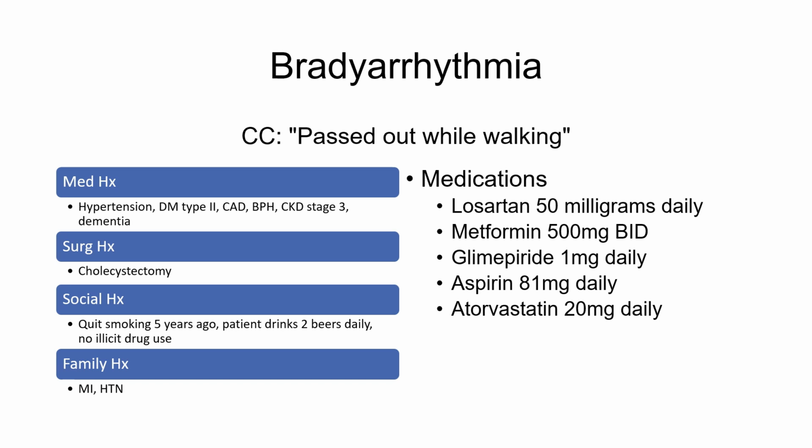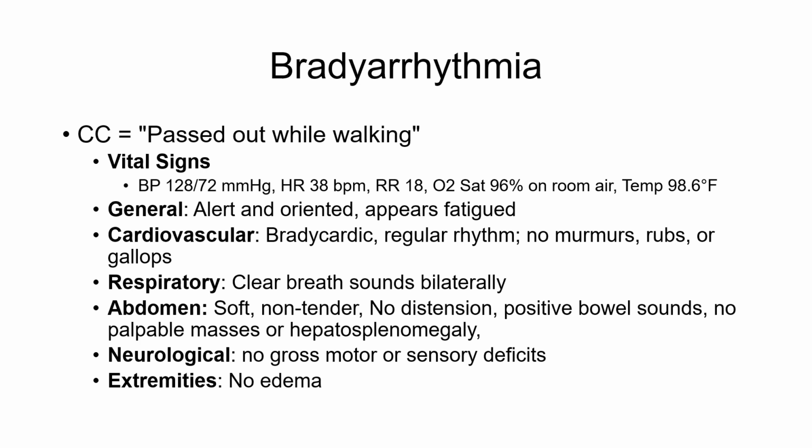Social history includes quitting smoking 5 years ago, and patient drinks 2 beers daily. Family history is positive for MI and hypertension. His current medications are losartan 50 milligrams daily, metformin 500 milligrams BID, glimepiride 1 milligram daily, aspirin 81 milligrams daily, and atorvastatin 20 milligrams.